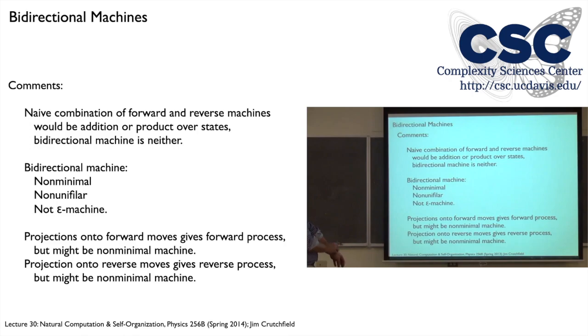So if we just ended with talking about forward and reverse machines, one might think, well, there could be any possible relationship between forward and reverse states, just some naive product over those two state spaces. But the bidirectional machine isn't that. It actually captures more redundancy in the forward and reverse processes, but it comes at a cost, maybe. It's not necessarily minimal.